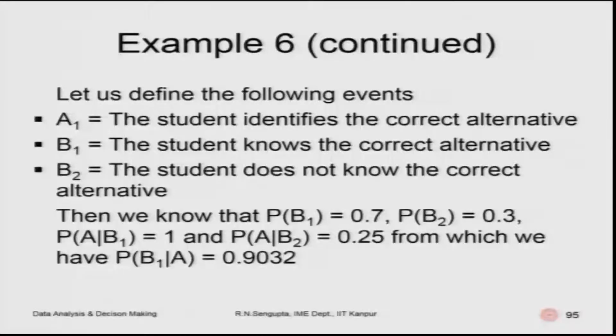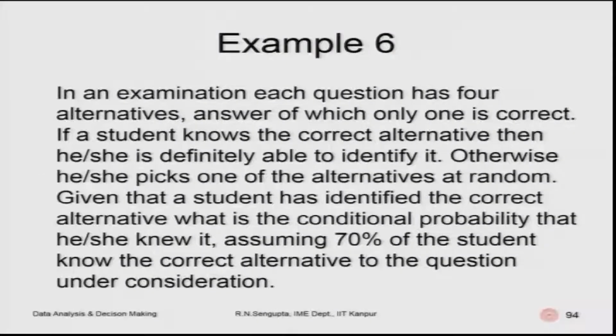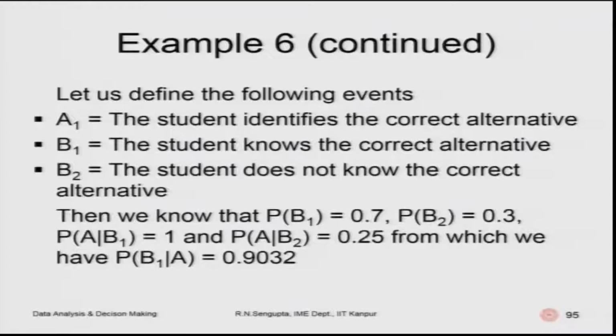Let me come to the problem directly, and it is a very simple one. Let us define the following concepts as assumptions. Let A1 be the event that the student identifies the correct alternative. B1 and B2 are technically the mutually exclusive and exhaustive set. Try to remember the diagram which I had drawn at the fag end of the 6th class. B1 denotes the student knows the correct alternative, B2 denotes the student does not know the correct alternative.